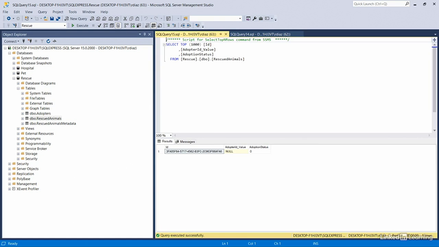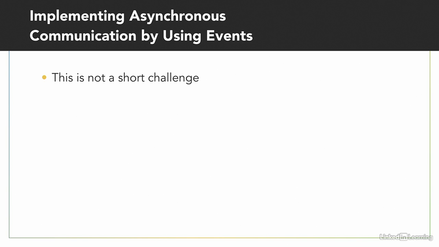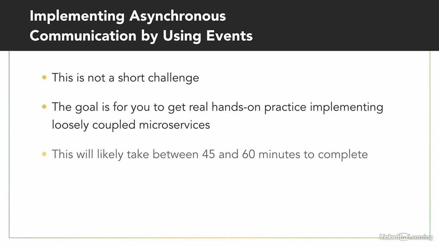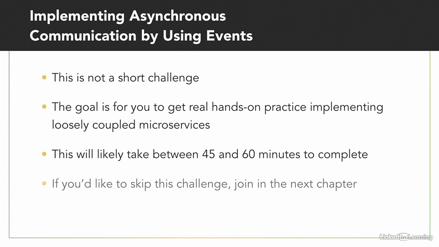You've already seen a bit of event-driven architecture topics, and it's time for you to roll up your sleeves. The time has come for a challenge. Take into account that this is not a short challenge. The goal is for you to get real hands-on practice implementing loosely coupled microservices by using events and Azure Service Bus. For this reason, it'll take you something between 45 and 60 minutes to complete. If you'd like to skip this challenge, you can join me in the next chapter. Otherwise, let's explain the details.